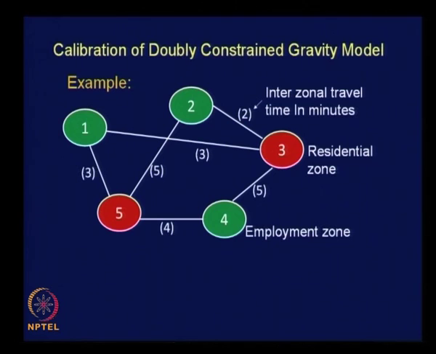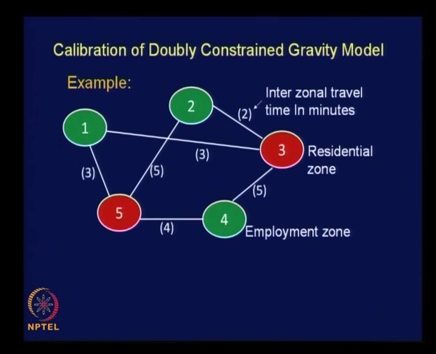Zones 3 and 5 shown in red color are residential zones, implying that there will be only trip productions from these two zones. Zones 1, 2 and 4, which are shown in green color, are employment zones. There is going to be only trip attractions related to zones 1, 2 and 4. The numbers shown in parenthesis between the zones are the actual travel time in minutes for movement from one zone to other.